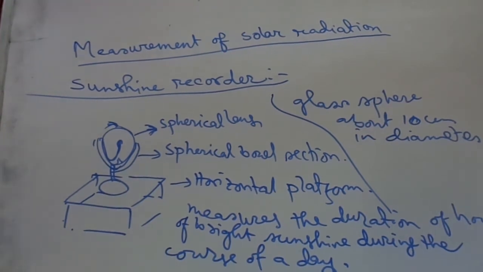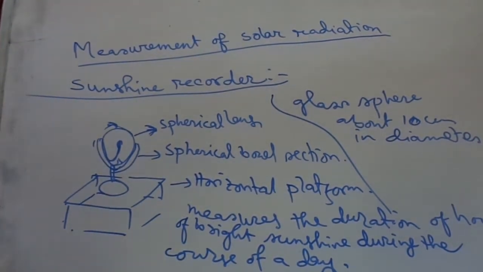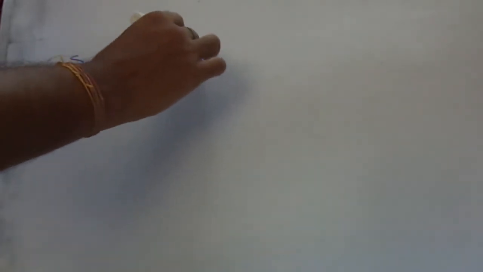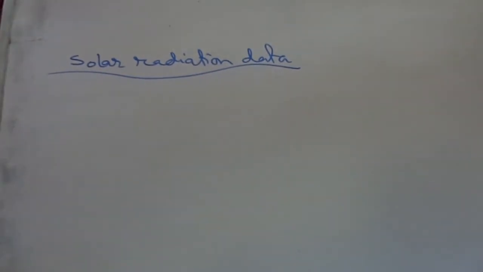Next one is the solar radiation data. The radiation data are mostly measured on a horizontal surface. Another one, first one is the clear day. Another one is the solar radiation.